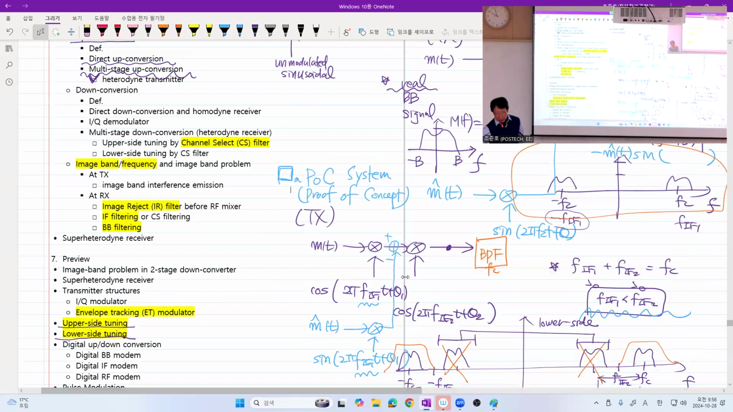Anyway, let me ask you a question. This first stage RF mixer, does it heterodyne or homodyne the signals? Definitely heterodyning is occurring, because this is a baseband signal and this is a sinusoidal signal, right? Now, second question. In the second stage of the RF mixer, are you doing homodyning or heterodyning? You can't answer it because it depends on your assumption.